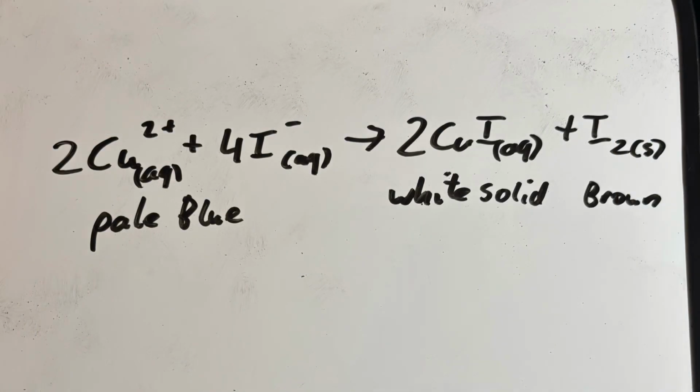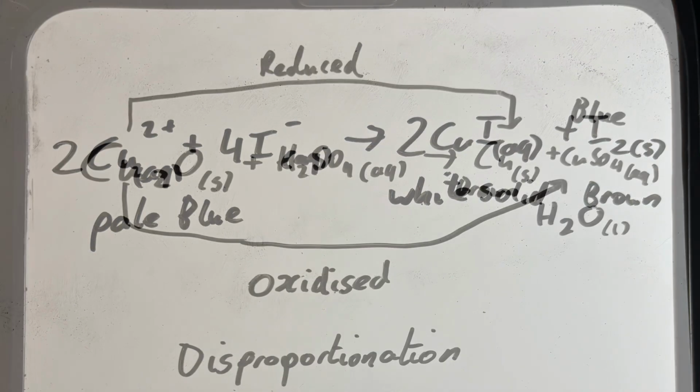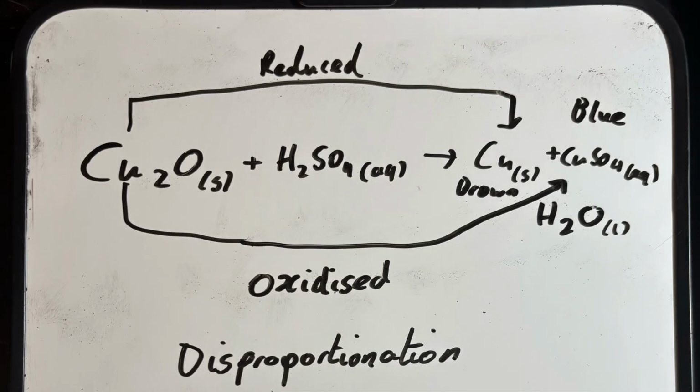You can reduce copper 2 ions into copper 1 ions through the addition of iodide, and it will go from pale blue to a white precipitate. You can form pure copper by disproportionating copper oxide, which you can see here. You can see here that copper is both reduced and oxidized, and that's why it's disproportionation, and it forms a brown copper solid and then a blue copper sulfate solution.